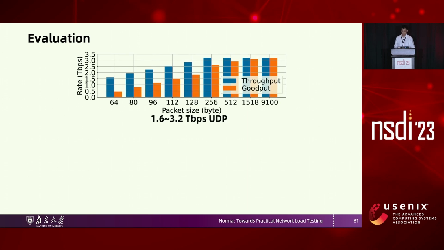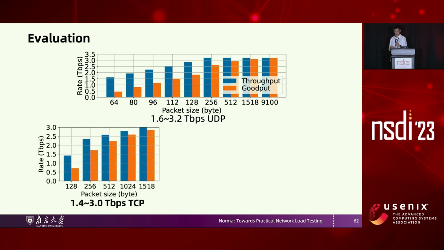We first evaluated Norma's throughput of UDP traffic with different packet sizes. Norma can generate traffic at a rate of at least 1.6 terabits per second and reaches 3.2 terabits per second for packets larger than 256 bytes. The rate of small packet generation is reduced due to reaching the maximum packet processing rate of the switch ASIC.